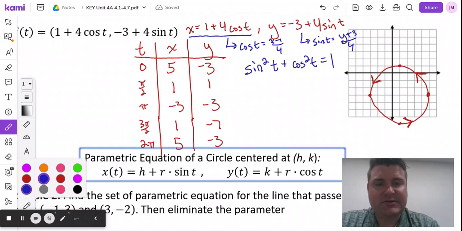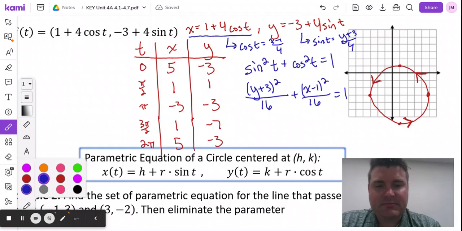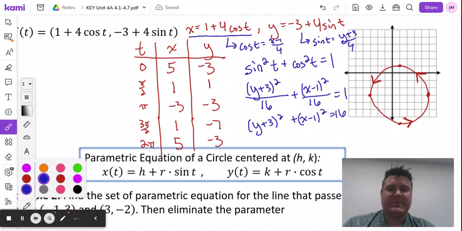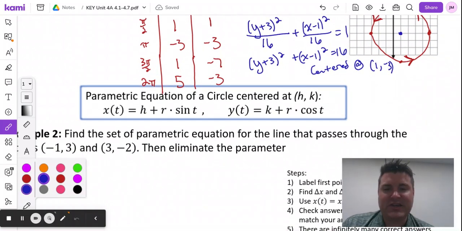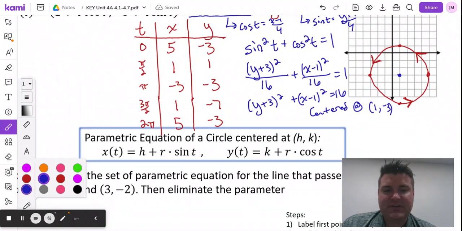So I'm going to get sine squared is going to be (y plus 3) squared all over 4 squared, which is 16, plus (x minus 1) squared all over 4 squared, which is 16, equals 1. And I'm going to multiply everything by 16, and I'm going to get (y plus 3) squared plus (x minus 1) squared equals 16, which, by the way, is the shape of a circle centered at x value 1, y value negative 3, and you can tell that by looking right in there. Okay, so right below is the parametric equation for a circle that's centered at (h, k). You can go ahead and look at that and just tell.